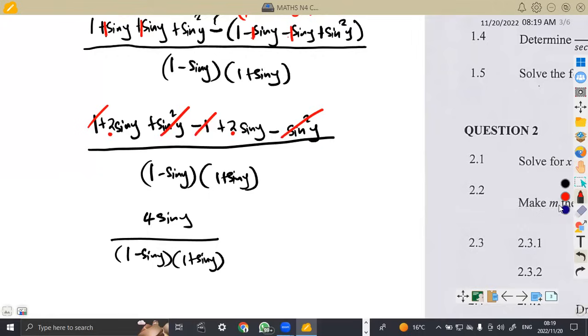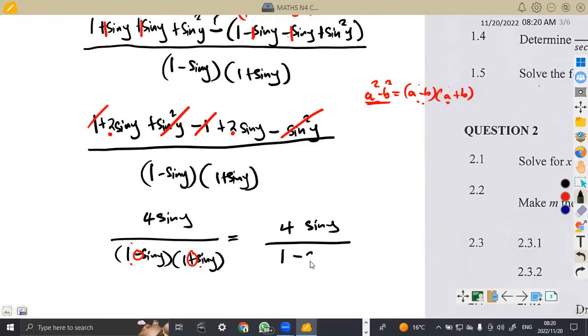Okay, guys, remember your identities from your difference of two squares. We understand that a squared minus b squared is equal to a minus b into a plus b. So if we've got two brackets which are the same, but the only difference is on minus and plus there, it means it was from a squared minus b squared. So that means this part here can be written as 4 sine of y over this part here. We've got a minus and a plus. So a squared minus b squared, that's 1 squared minus sine y squared. So this is going to give us 1 minus sine squared y. Or you can expand the brackets, you are going to obtain the same thing as what I'm writing here.